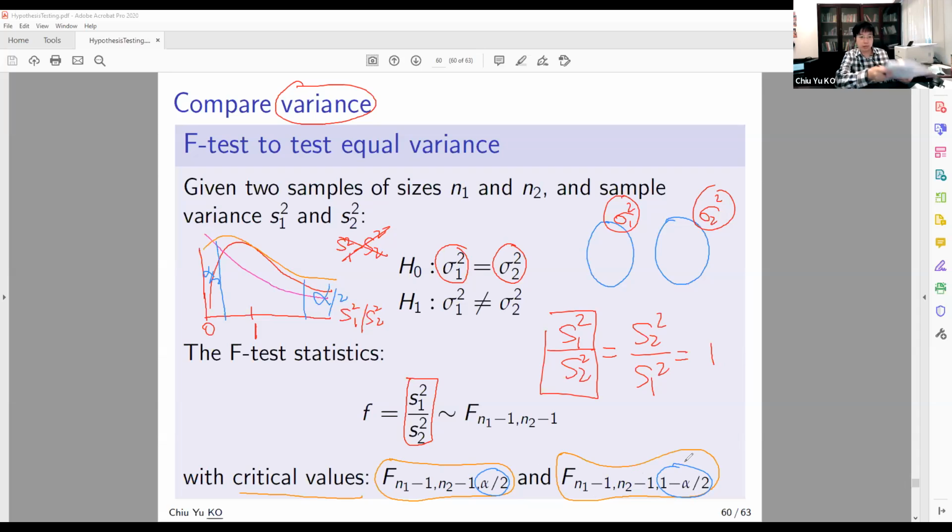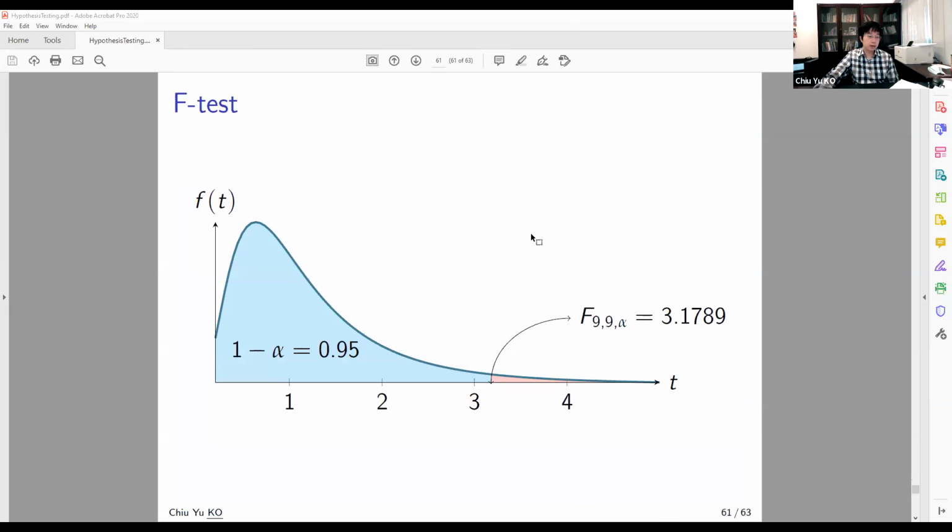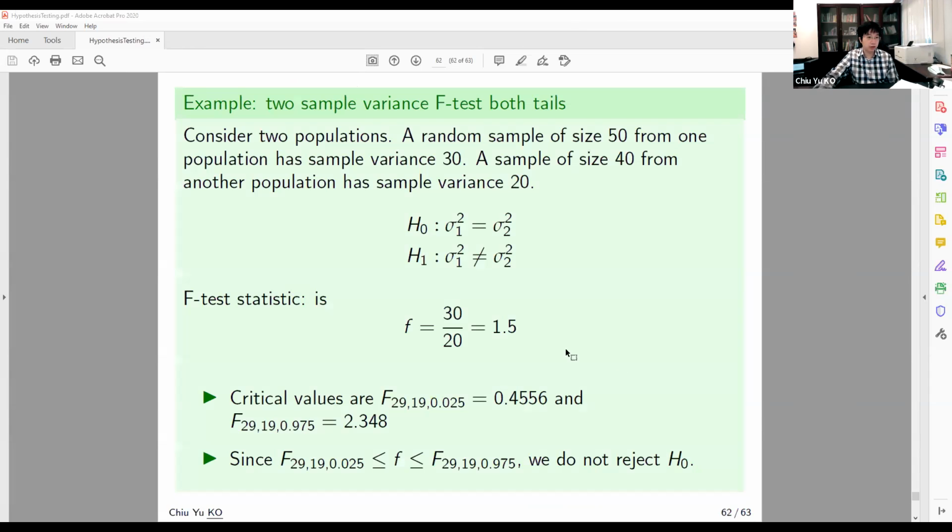Okay, so that would be some key here. So let's clean that up. Okay, so we can look at the right tail, 5% gives you this number. And the next example will show you how to get these numbers out.